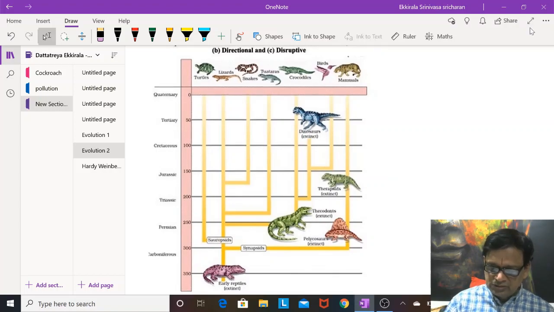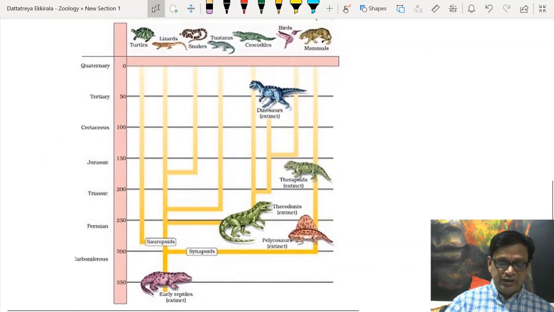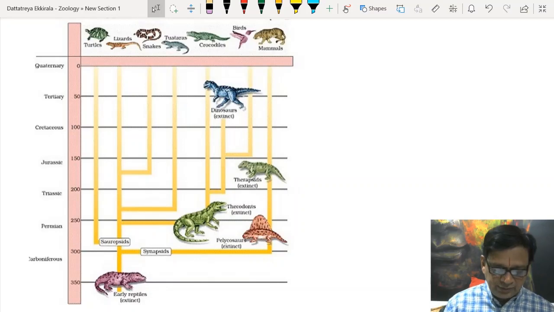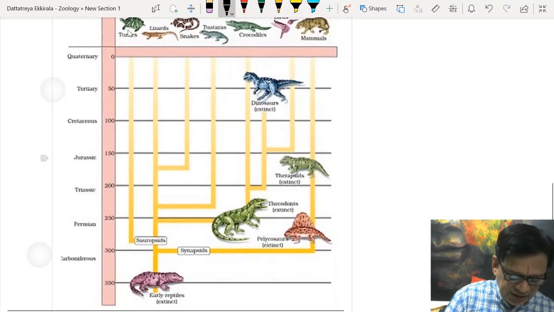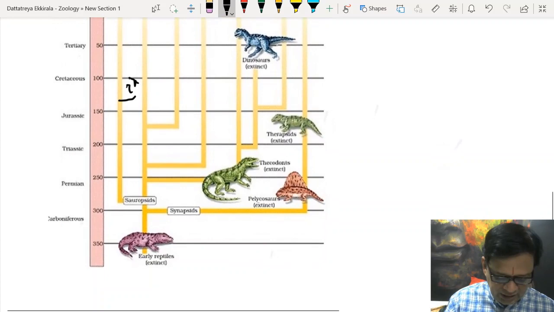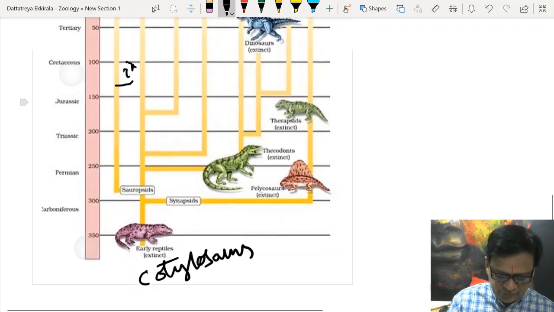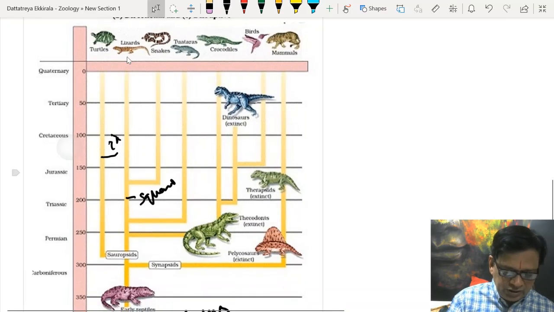So this is the biological history of evolution. Living reptiles include chelonia, crocodilia, rhynchocephalia, and squamata, which includes lizards and snakes. Turtles are nothing but chelonia, and they have originated from the earliest reptiles, the cotylosaurs. Then they gave rise to this group, squamata, which includes lizards and snakes.